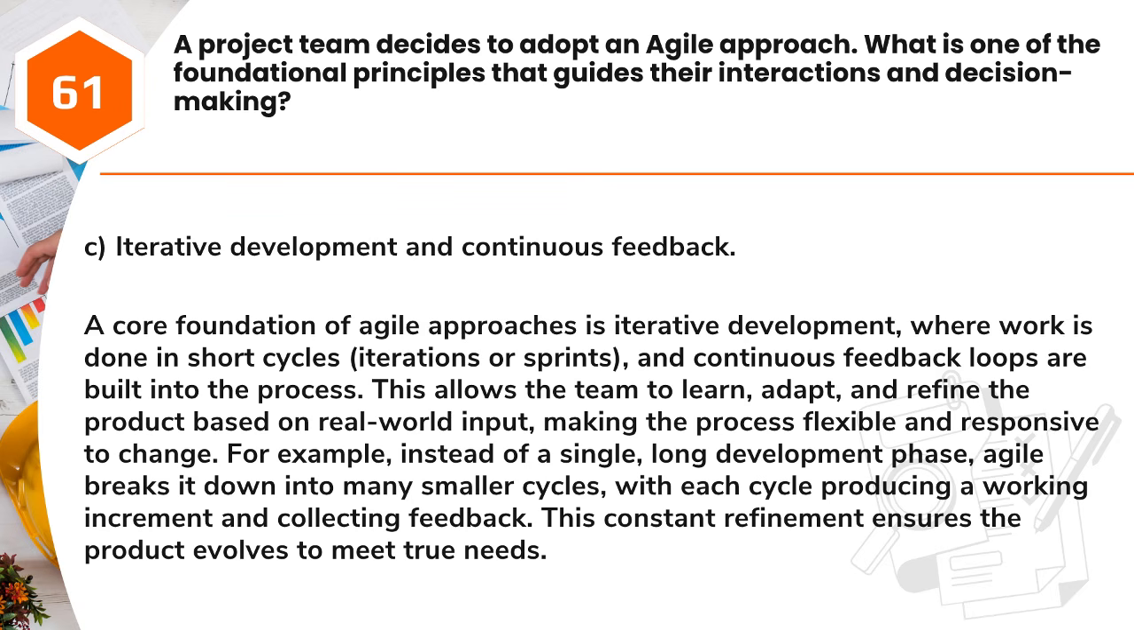Answer: C. Iterative development and continuous feedback. A core foundation of Agile approaches is iterative development, where work is done in short cycles, iterations or sprints, and continuous feedback loops are built into the process. This allows the team to learn, adapt, and refine the product based on real-world input, making the process flexible and responsive to change. For example, instead of a single, long development phase, Agile breaks it down into many smaller cycles, with each cycle producing a working increment and collecting feedback. This constant refinement ensures the product evolves to meet true needs.